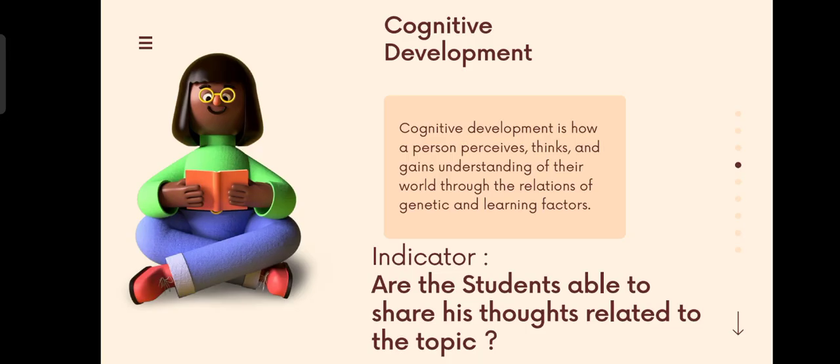And the second is cognitive development. Cognitive development is how a person perceives, thinks, and gains understanding of their world through the relation of genetic and learning factors. So the indicator is, are the students able to share their thoughts related to the topics?